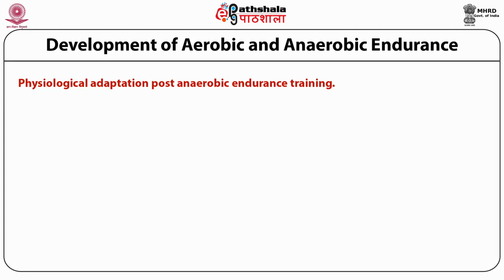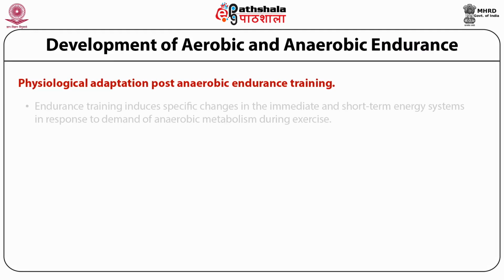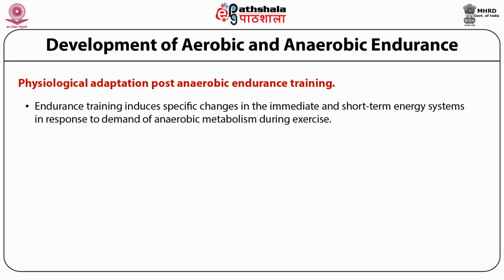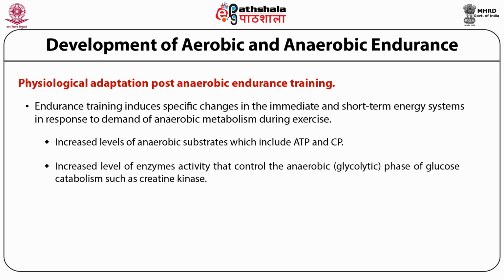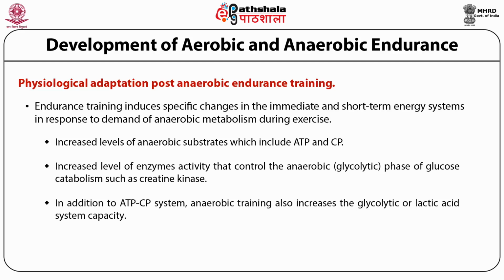The physiological adaptations after anaerobic endurance training need to be understood in more detail. The endurance training induces specific changes in the immediate and short-term energy systems in response to the demand of anaerobic metabolism during exercise. Consistent with the principle of specificity, there is no concomitant increase in aerobic functions. The changes in anaerobic function include, number 1, an increased level of anaerobic substrates including ATP and CP. Number 2, an increased level of enzyme activity that controls the anaerobic or glycolytic phase of glucose catabolism, such as creatine kinase. This enzyme is responsible for the breakdown of CP and consequently the energy released is utilized by the resynthesis of ATP. And number 3, in addition to the ATP-CP system, anaerobic training also increases the glycolytic or lactic acid system capacity.